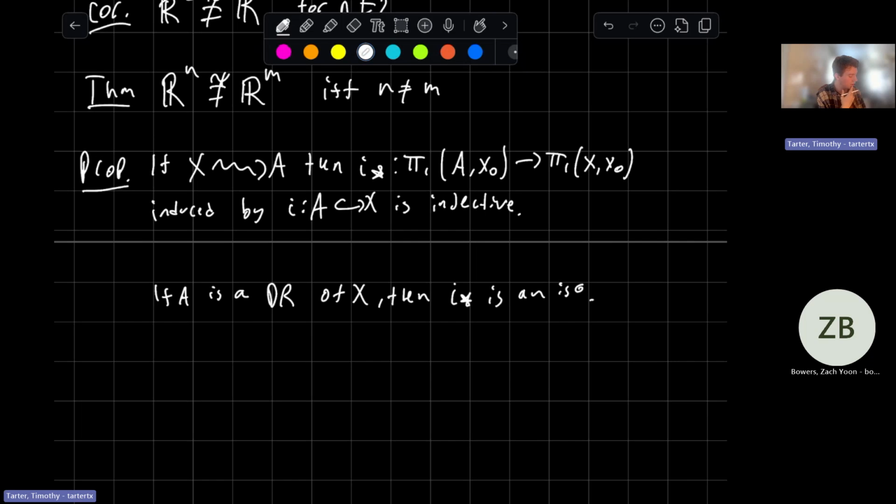And I don't think that is that important, but it is interesting.